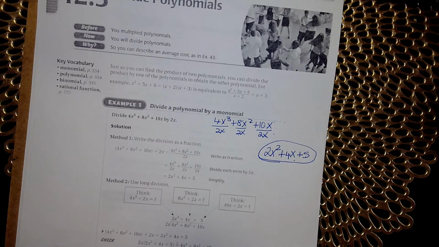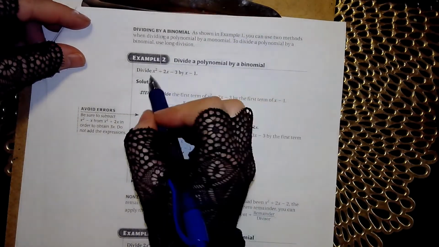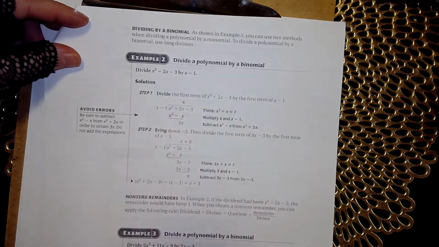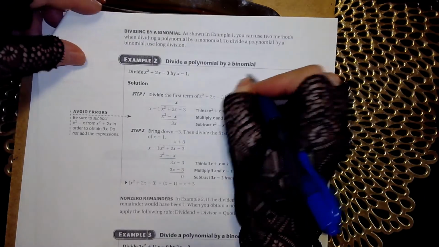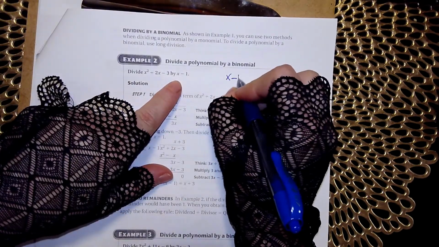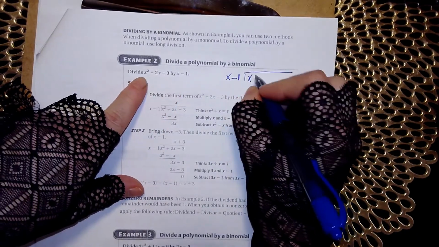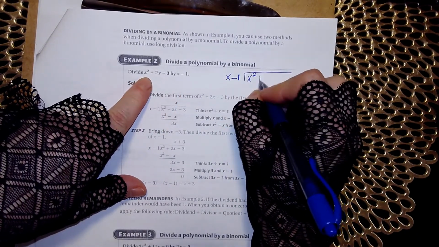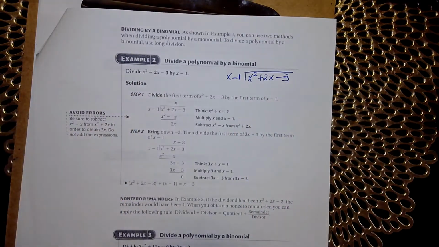So we're going to move on from there, and we're now going to look at example 2, where we take a trinomial, a 3 term, and we divide it by 2 terms. That's the one here that's going to take a little bit of practice. So by x minus 1, that is going to be the divisor here, and inside here is the dividend, plus 2x minus 3. So now it's not just one term.